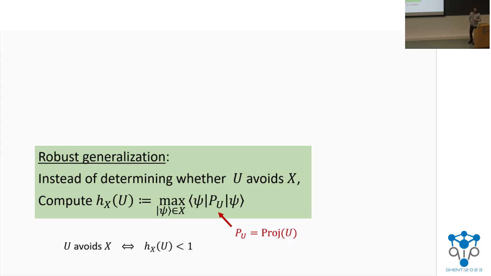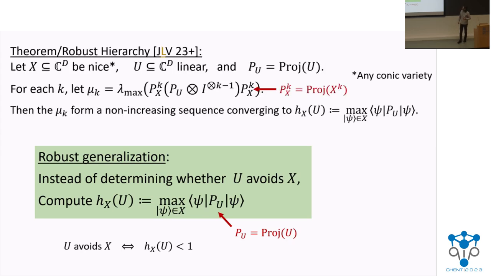This is indeed a robust generalization, because U avoids X if and only if the maximum overlap between an element of X and an element of U is less than 1. So we have the following robust version of the hierarchy that I showed you in the previous slides. I'm jumping right to the general setting, where you have a general set X, and I haven't mentioned this yet, but the exact condition we need is that X is an algebraic variety, a conic algebraic variety.